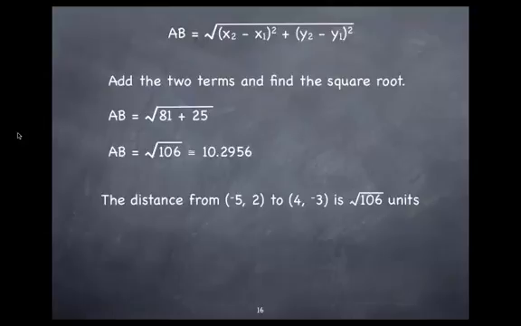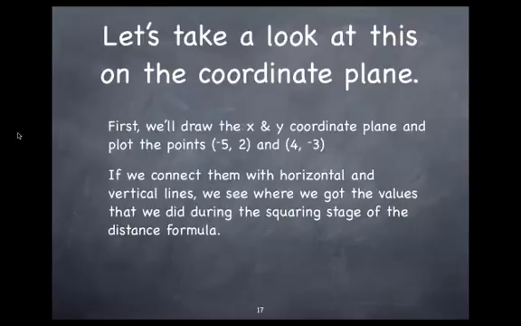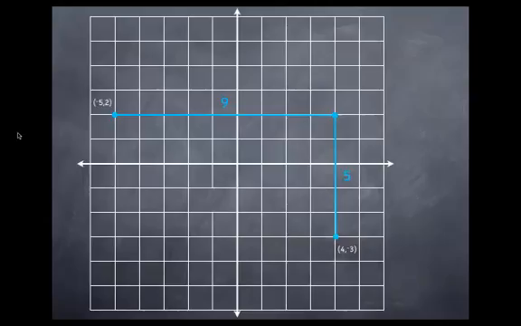So the distance from negative 5, 2 to 4, 3 on a coordinate graph is the square root of 106, or approximately 10.3. Let's take a look at this on the coordinate plane. First we'll draw an xy coordinate plane and plot the points negative 5, 2 and 4, 3. We connect them with horizontal and vertical lines. We can see where we got the values that we did during the squaring stage of our distance formula. Remember, it was 9 and 5.